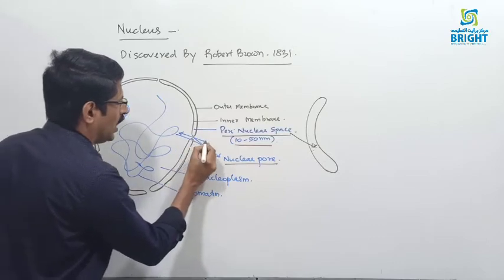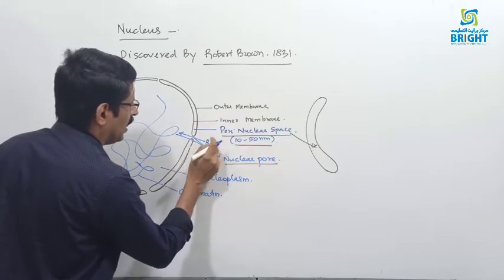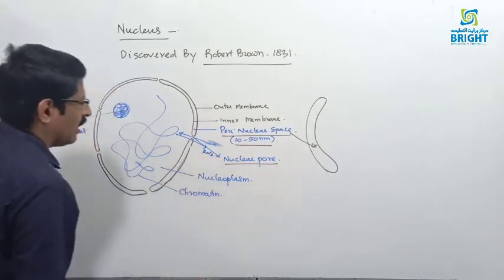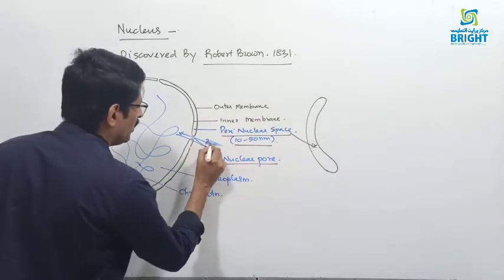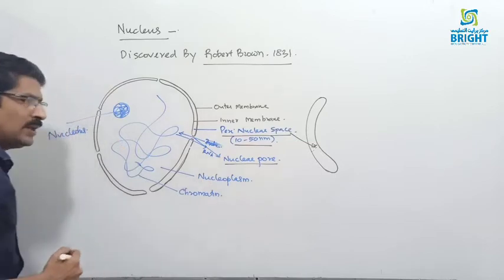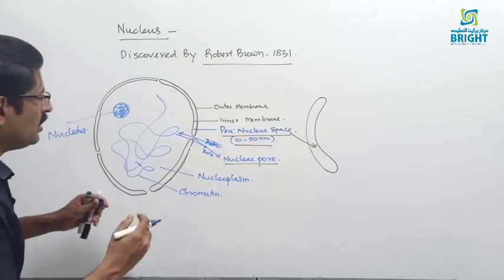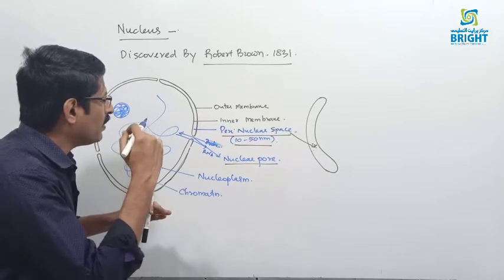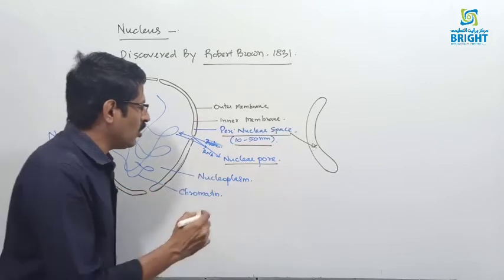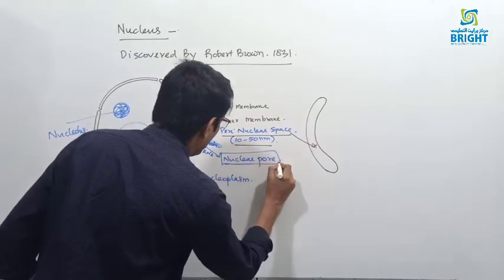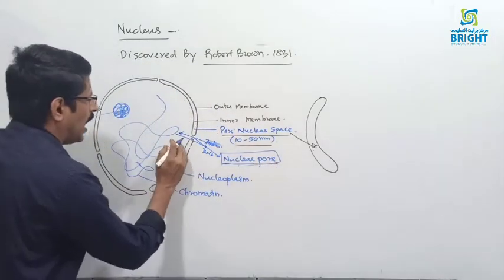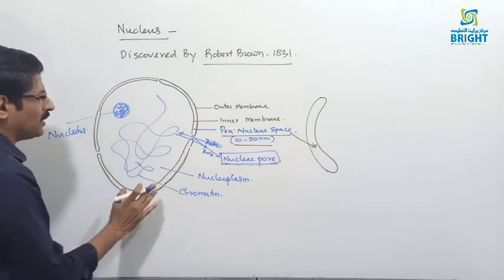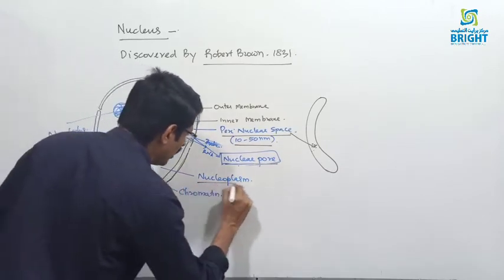The RNA will be moved out of the nuclear membrane, and the synthesized protein may be moved inside the nucleus. So this is the bi-directional transporting region that is called the nuclear pore. The nuclear pore transports RNA to the outer side and protein to the inner side. And the fluid matrix of the nucleus is called nucleoplasm.